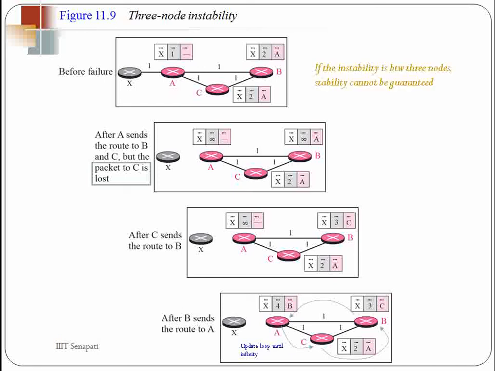So if the instability is between 3 nodes, stability cannot be guaranteed. Earlier we saw that we will try split horizon and this kind of thing, but if it is happening between 3 nodes, then there is a problem. So this is the count to infinity problem related to the distance vector routing algorithm.